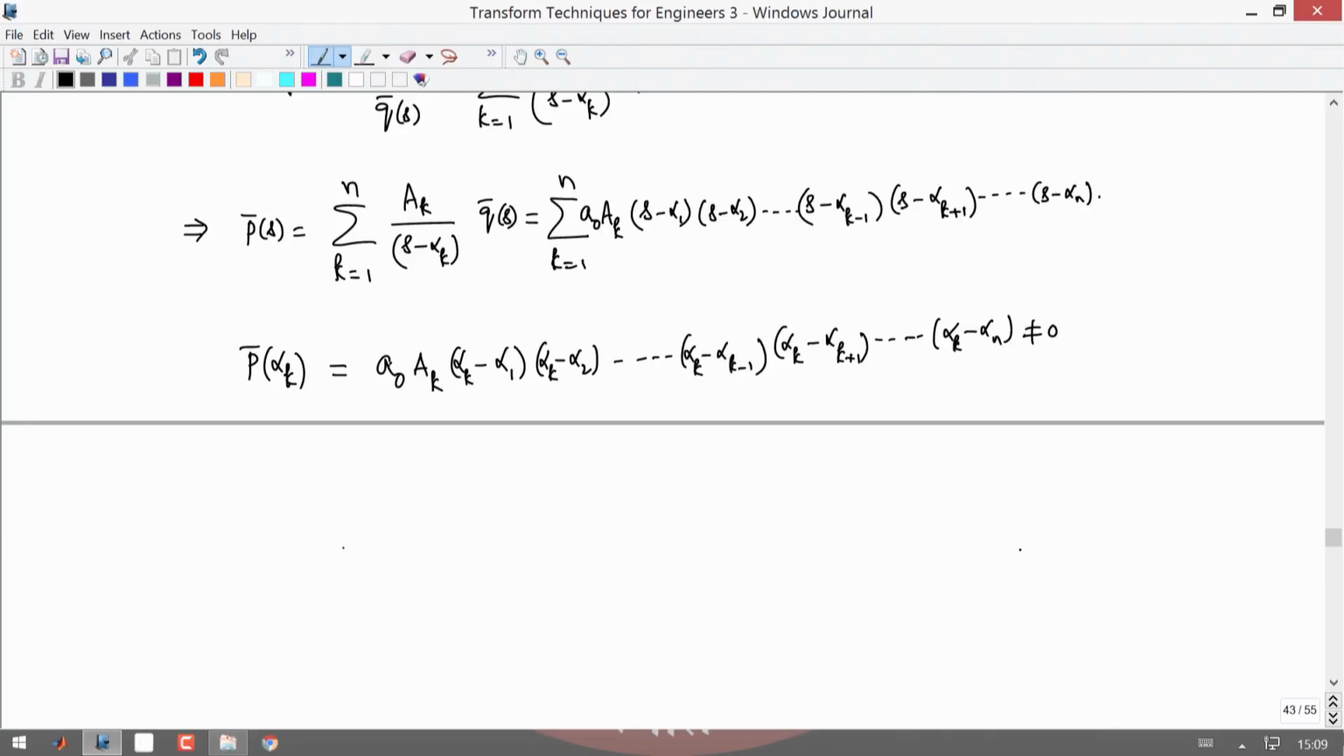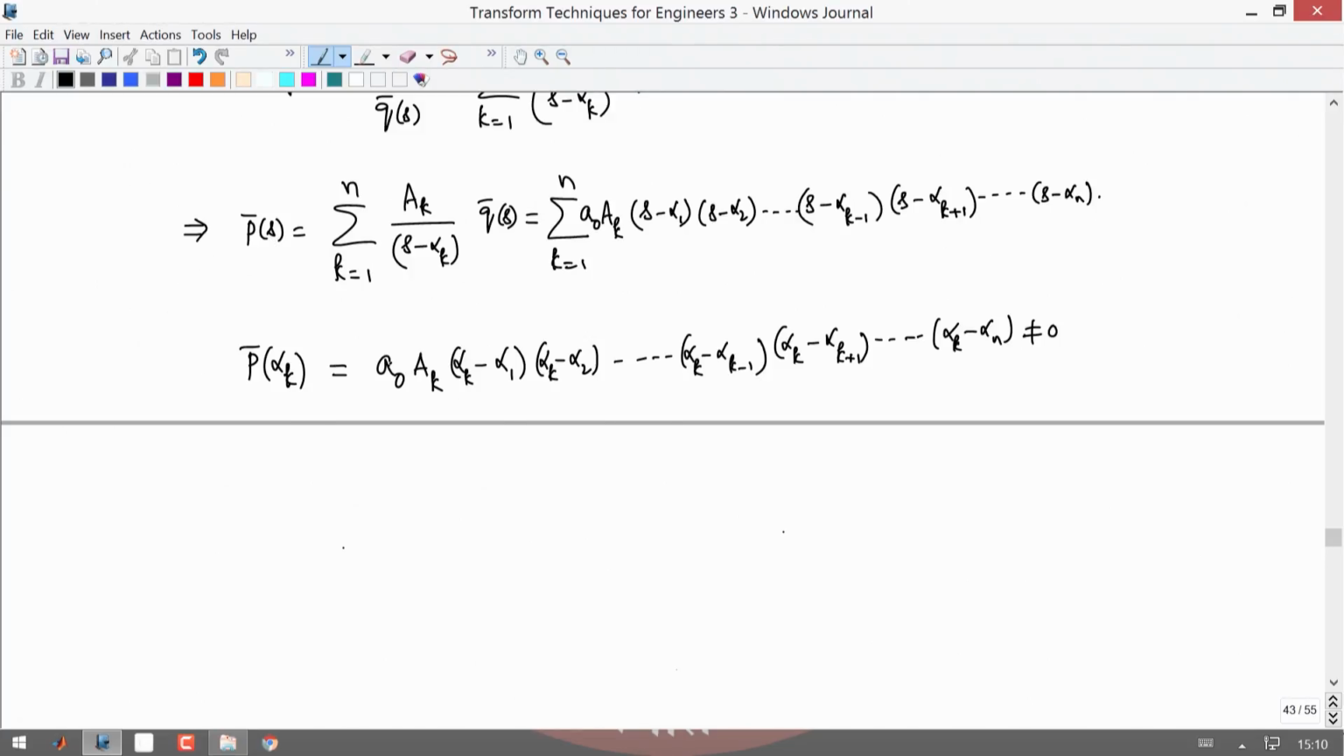And then so only one term. So, that is this general term when I replace s equal to alpha k. If I have s equal to alpha 1, when k equal to 1, in this case the first term will not be there. Okay.